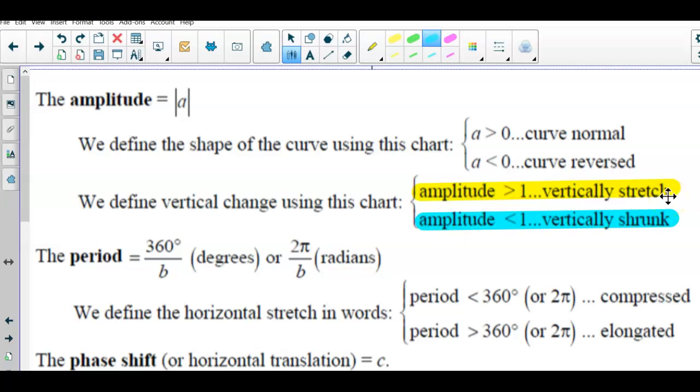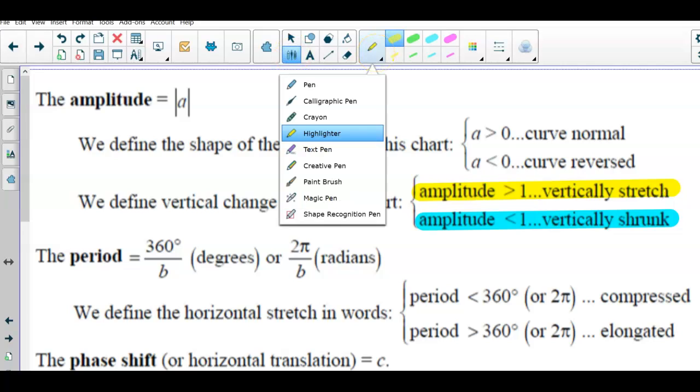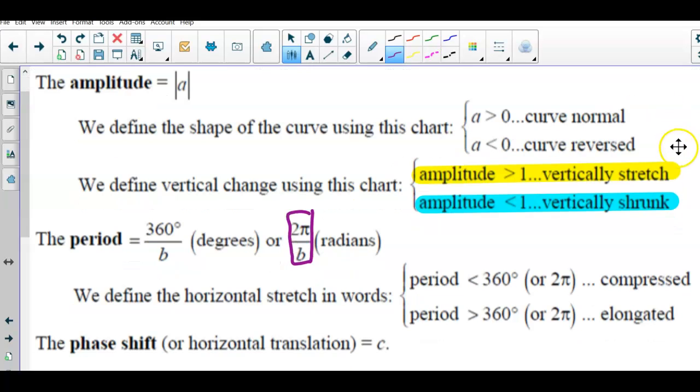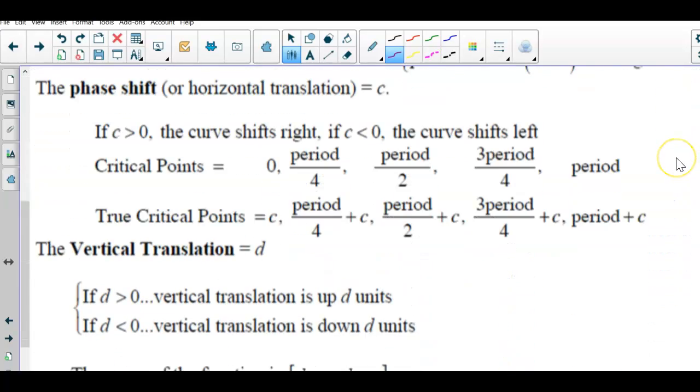B changes the period, and it either compresses the graph or, as they call it, elongates it. And we know that the period is changed by taking 2 pi and dividing it by b. C and D are what we just talked about.